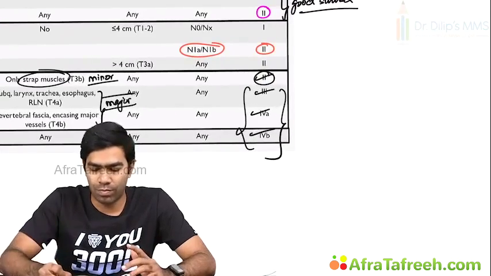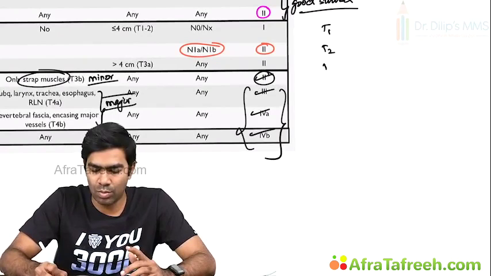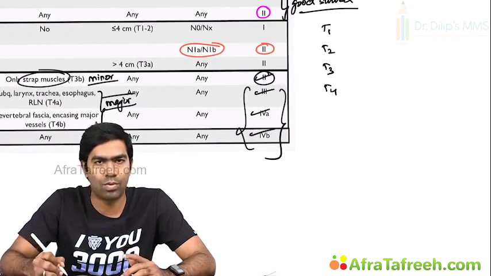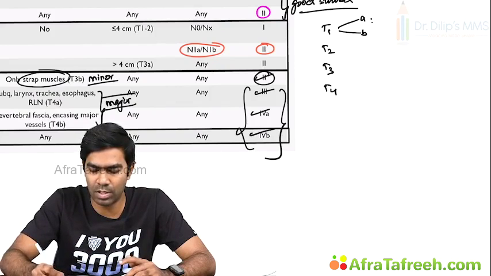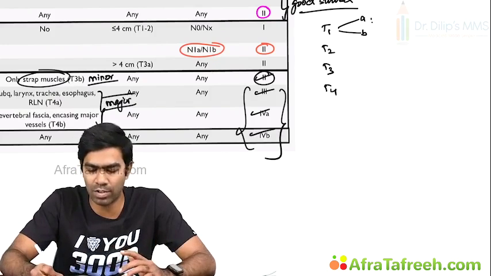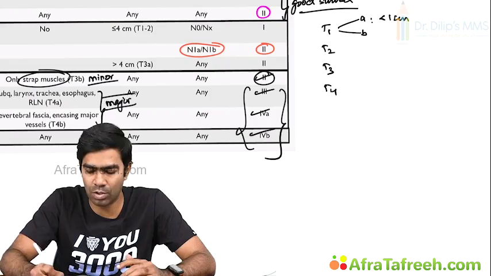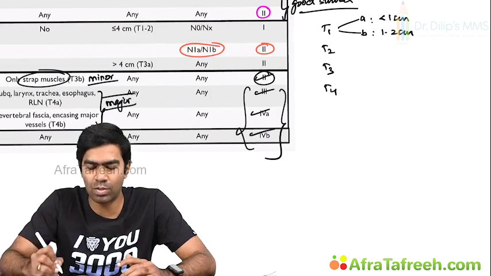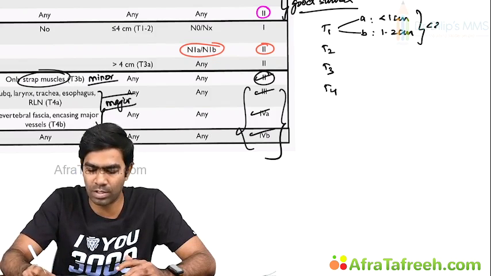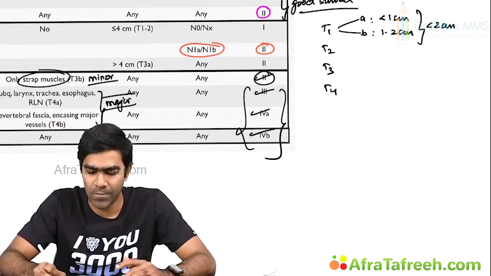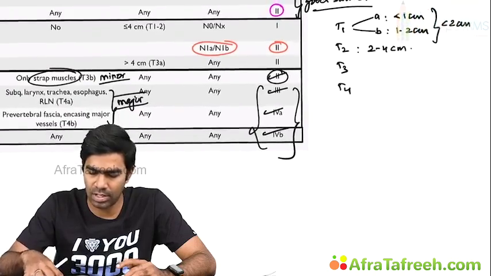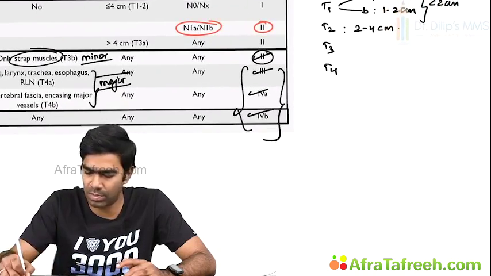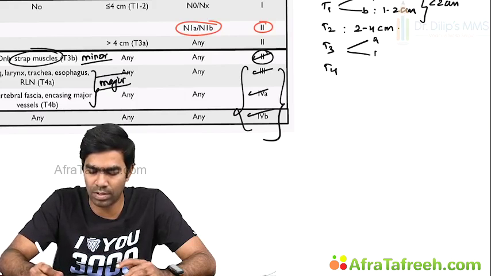What is the T staging of thyroid cancer? You have T1, T2, T3, and T4. T1 means you have T1A and T1B. T1 and T2 are totally based on the size of the tumor. T1A is a tumor less than 1 centimeter, and T1B is 1 to 2 centimeters, which means overall T1 should be less than 2 centimeters in size. T2 means the tumor is 2 to 4 centimeters, and in T3, the tumor will be more than 4 centimeters, and again you can divide into A and B.